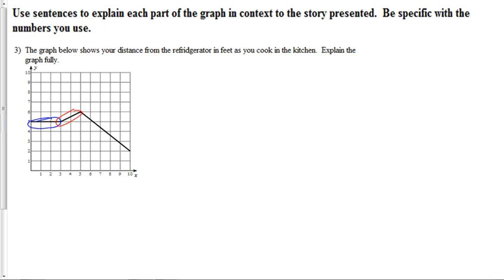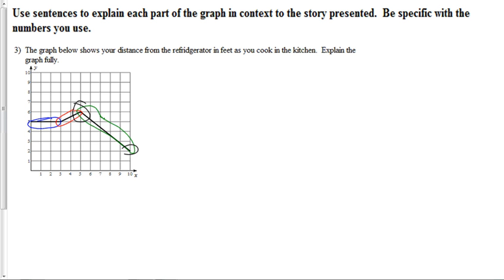So for the next 2 minutes, you are a foot away from the refrigerator. And then maybe you need something in the refrigerator. So in this last part, you walk towards the refrigerator and you get within 2 feet after 10 minutes. A couple of other parts of the graph that you should mention: you are furthest away at 6 feet, and you are closest at 2 feet. And then you walk pretty fast towards the refrigerator in that green section.